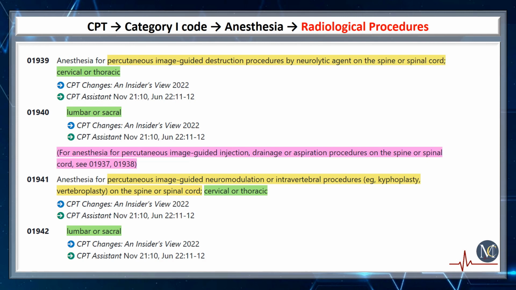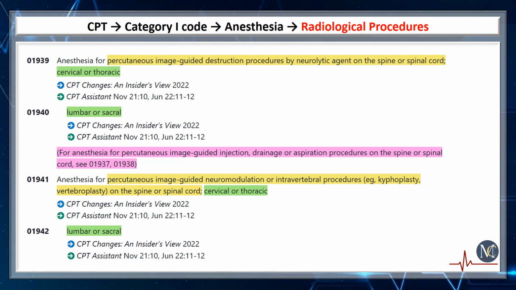Next code is 01941. Anesthesia for percutaneous image guided neuromodulation or intervertebral procedure, for example, kyphoplasty or vertebroplasty on the spine or spinal cord, cervical or thoracic. Kyphoplasty or vertebroplasty are used to treat fractures in the bones of the spine, and neuromodulation procedures are used for altering nerve activity through stimulation. Anesthesia service is provided for a patient undergoing percutaneous image guided procedure for altering nerve activity through stimulation or intervertebral procedure like kyphoplasty or vertebroplasty.